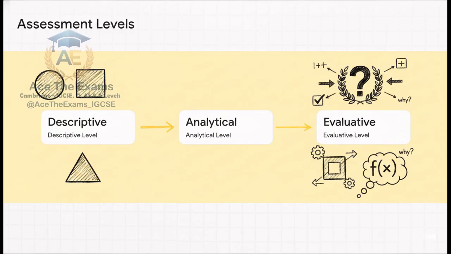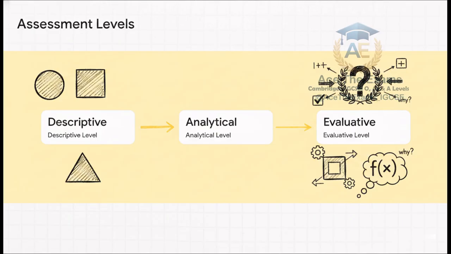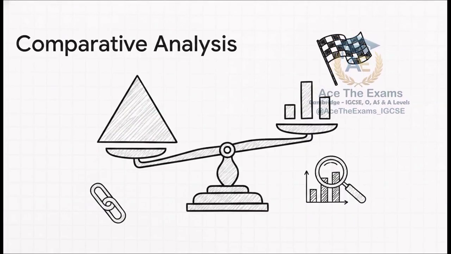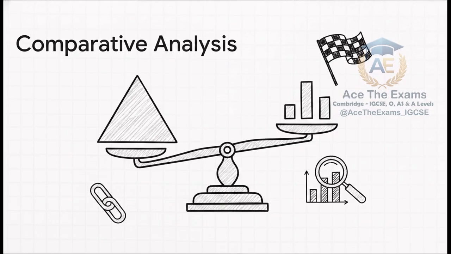But the A-star student, they reach the evaluative level. They can evaluate exactly why a certain notation is required, or justify why a specific domain restriction is mathematically necessary compared to other alternatives. That is the gold standard. When you are tasked with this kind of comparative analysis, there is a rigorous checklist you absolutely must follow. You have to identify similarities and differences.